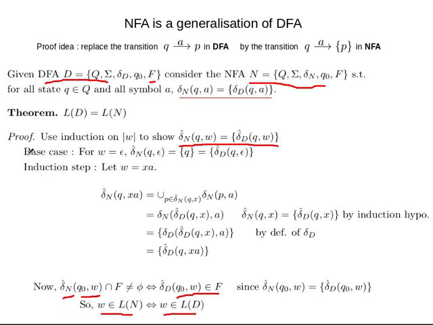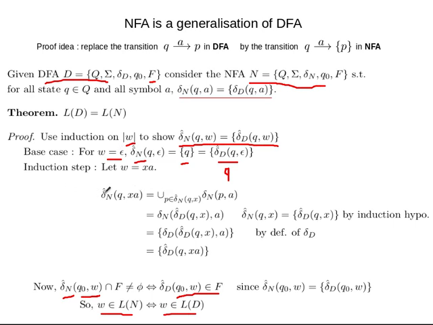And then the induction is on the length of the input string. The base case is length 0, so that means this is the empty string epsilon. By definition of this Q hat, for both non-deterministic and deterministic, this will be the singleton set containing Q, and this is the state Q itself. If you see the definition of Q hat for DFA, if you forgot that, go back to the DFA video. So by definition this holds, and the base case for the empty string is done.